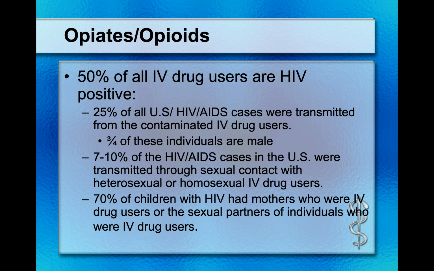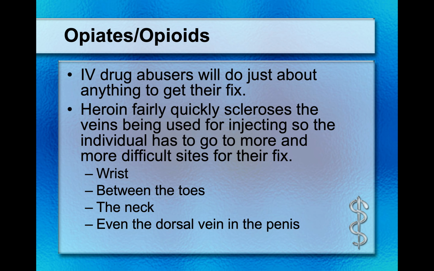25% of all U.S. HIV/AIDS cases were transmitted from contaminated IV drug users. 3/4 of these individuals are male. 7 to 10% of the HIV/AIDS cases in the United States were transmitted through sexual contact with heterosexual or homosexual IV drug users. 70% of the children with HIV had mothers who were IV drug users or the sexual partners of individuals who were IV drug users.